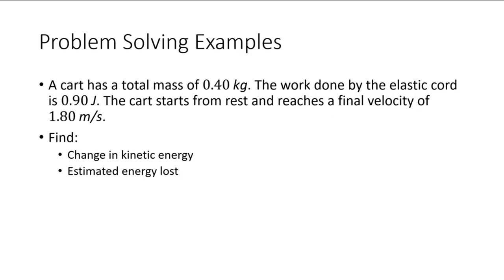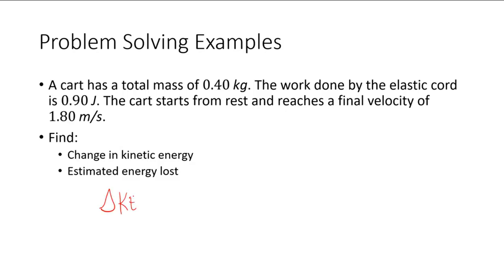How about for this? A cart has a total mass of 0.40 kilograms. The work done by elastic cord is 0.90 joules. And the cart starts from rest and reaches the final velocity of 1.80 meters per second. So first, we're going to calculate for the change in the kinetic energy. And then we're going to estimate the energy lost. Let's calculate first for the change of kinetic energy.